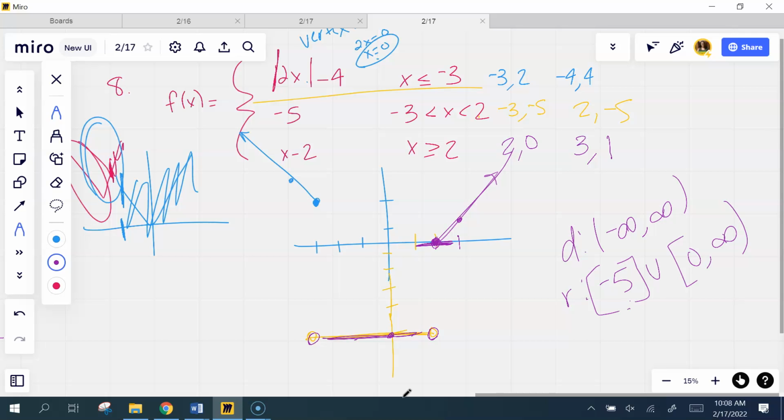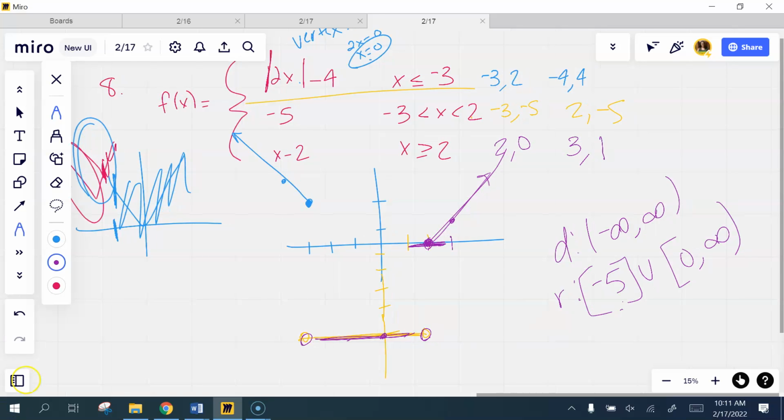Domain and range is still a struggling point, isn't it? All right, let's take a little break in between.